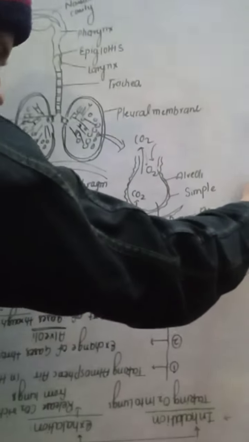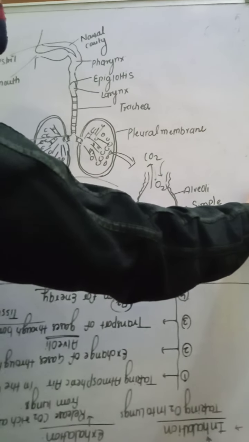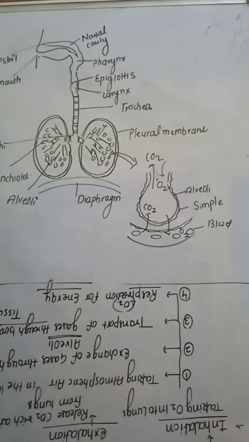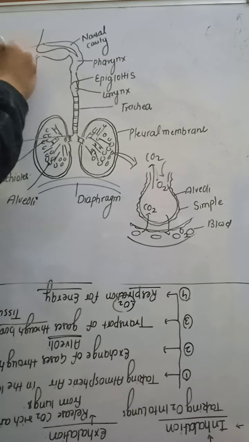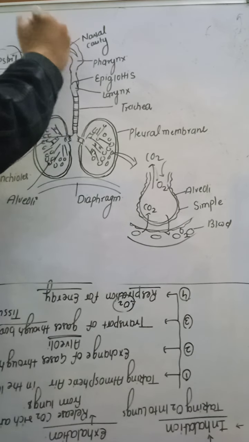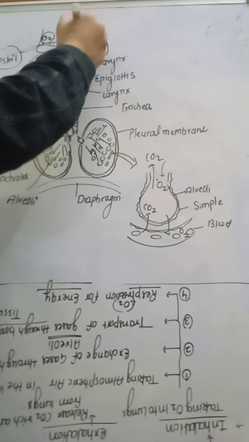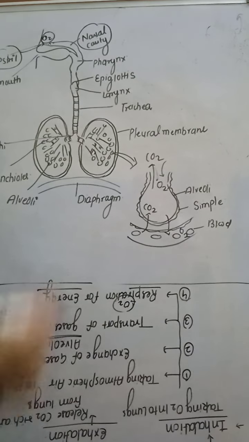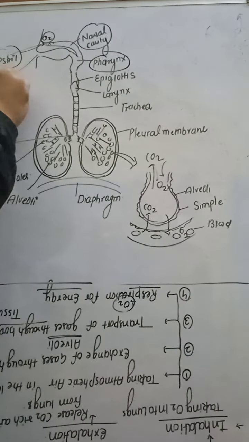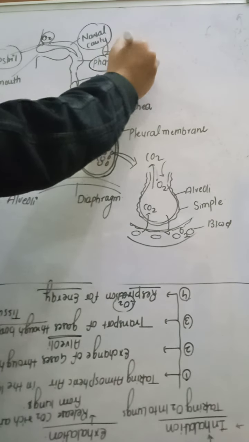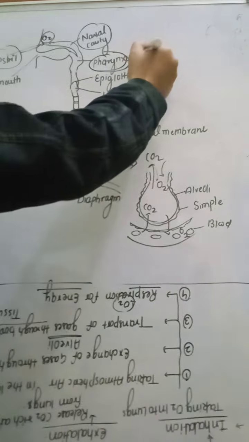Next, we are going to discuss the human respiratory system. This is the structure of the human respiratory system. This is the nostril. Through the nostril we take in atmospheric air. The nostril contains hair and mucous membrane, through which the air is filtered and reaches the nasal cavity. The nasal cavity opens into the pharynx, and the oral cavity also opens into the pharynx. So the pharynx is the common passage for both food and air.